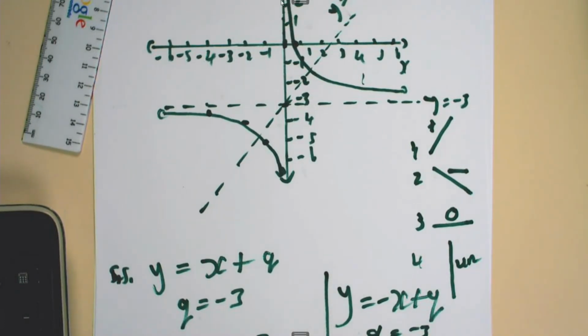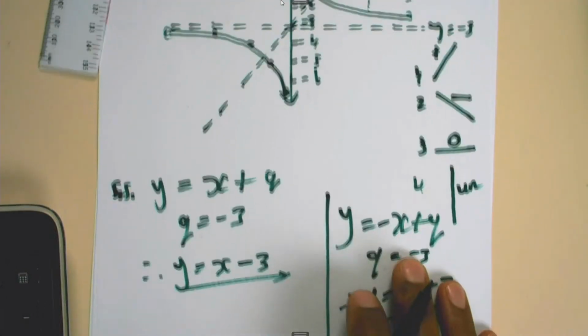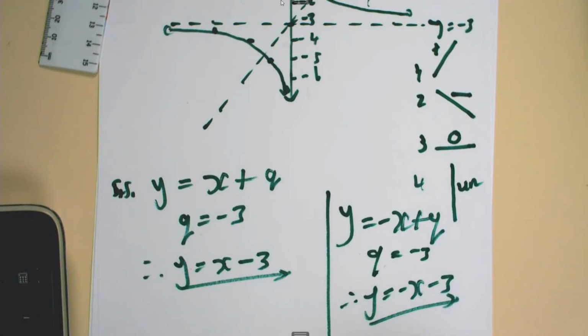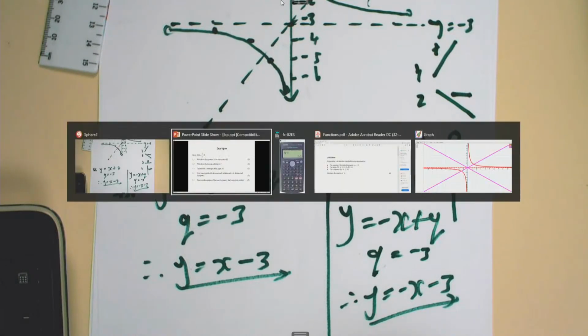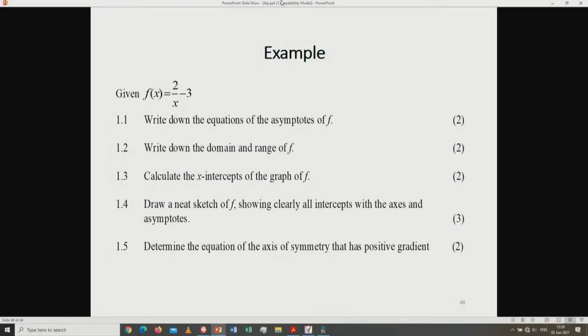That is that. Then we have it. Very, very important. Make sure that we do understand what we are doing. Okay. This is the equation. Y is equals to minus x minus 3. Okay, that was the last question on this one.